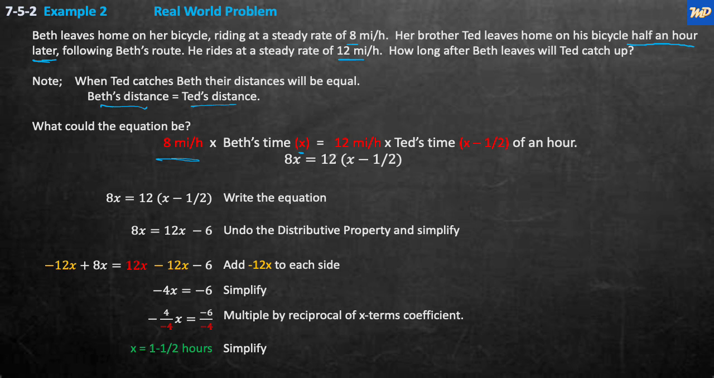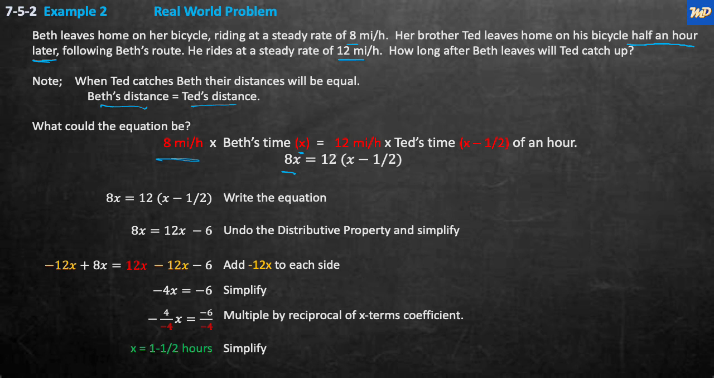Okay? So when we write this into an equation form, we're going to get 8x, which is 8 times x, Beth's time, x, is equal to 12 times the quantity. Because what is the quantity? Well, it's x minus the half hour. That's what his quantity is. So it's got those two terms in there, because his time is based on her time. He's a half an hour later than her. So he's going to be going 12 miles an hour times x minus 1/2 hours.